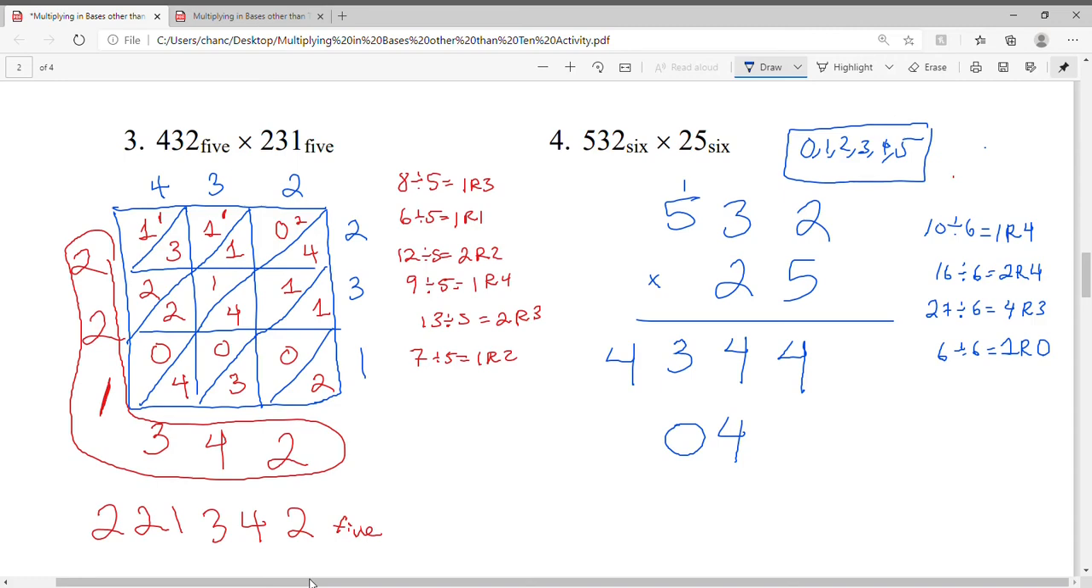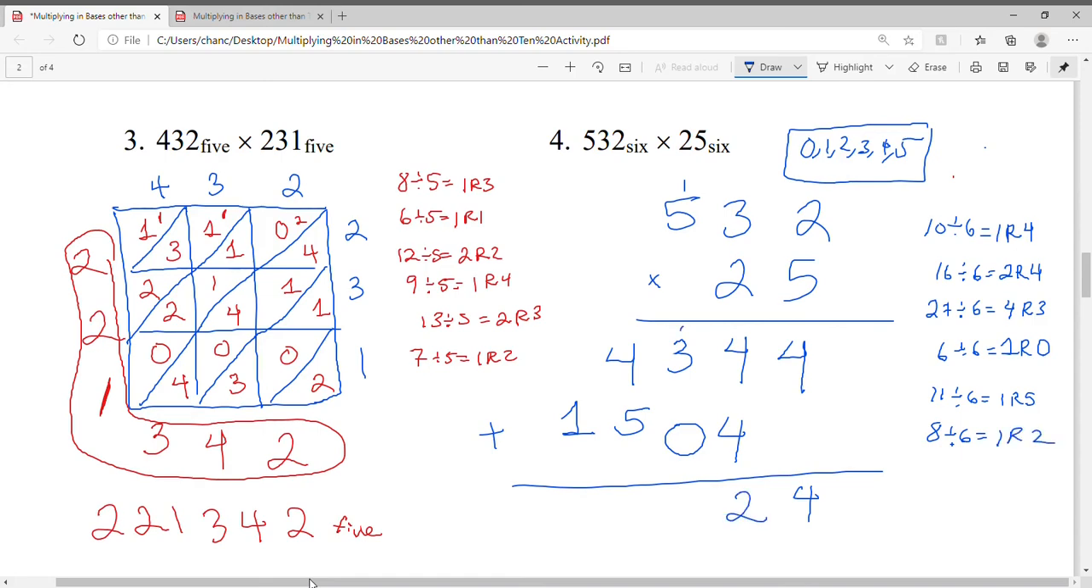2 times 5 is 10, plus 1 more is 11. 11 divided by 6 is 1 remainder 5. Put a 5, carry that 1 over. Then we can add 4. 4 plus 4 is 8. 8 does not exist. Divide that by 6. I get 1 remainder 2.